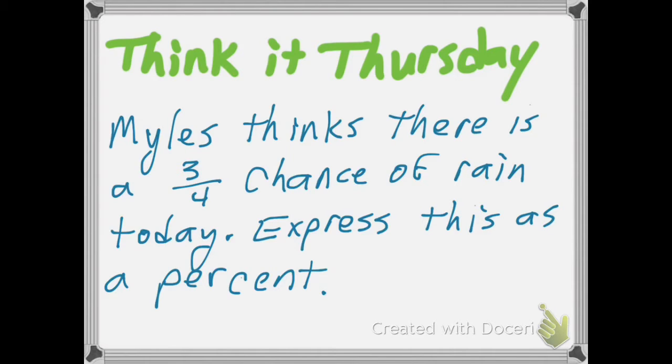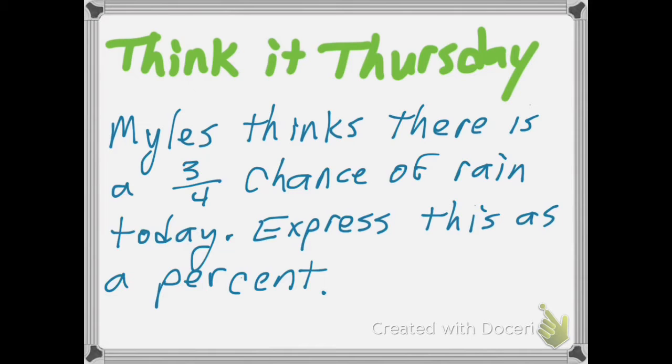Miles thinks that there is a 3/4 chance of rain today. Express this as a percent. Usually when you watch the news, they talk about it as a percent. They'll say 50% chance of rain today or a 90% chance of rain today. So Miles thinks there's a 3/4 chance, so we have to turn that into a percent.